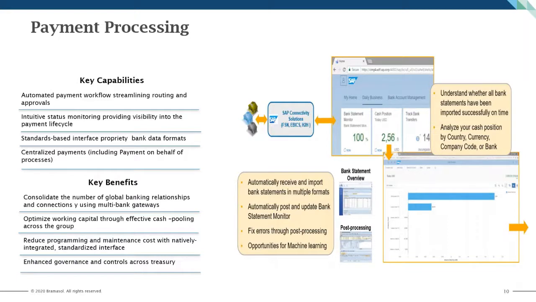You're going to have centralization of your payments, which also includes, when you start working on in-house cash, payments on behalf of or received on behalf of. Your benefits are that you're automatically consolidating a number of global banking relationships and connections using those multi-bank gateways. You've now optimized your working capital, and you can use that through pooling or however else you might want to do it with in-house cash. You're also automatically receiving and importing your bank statements in multiple formats. You're fixing the areas of your post-processing. You're understanding that all your bank statements are processed successfully and on time. Now you can actually analyze your cash position by country, bank, or company code, which we'll show you in a minute.